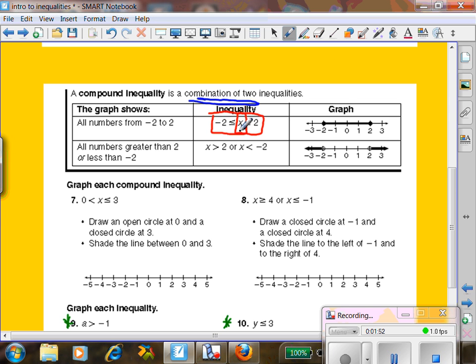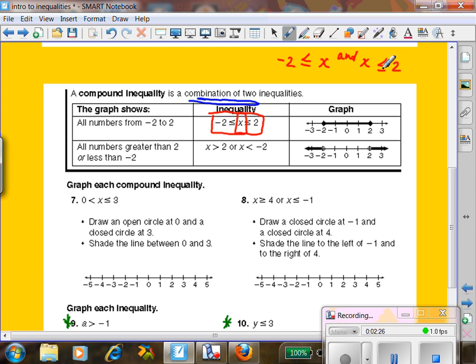So your two inequalities are saying that x is greater than, because x is on the open side of your inequality, it's either greater than or equal to -2. And then you also have x is less than or equal to +2. So x is bigger than or equal to -2, and it is less than or equal to 2. So basically that means that x has to be between -2 and 2.